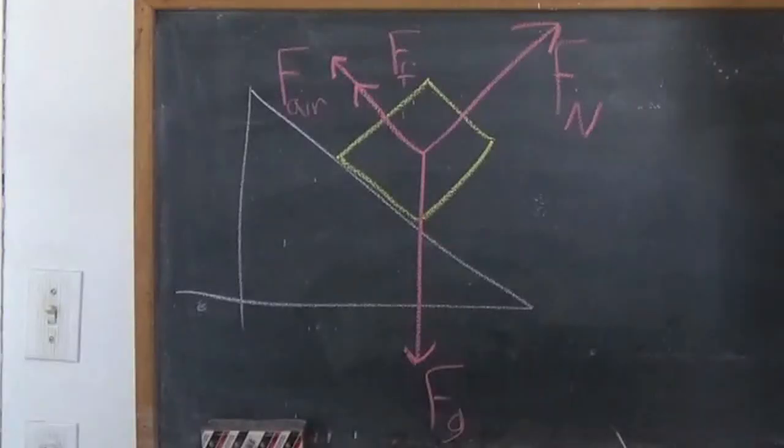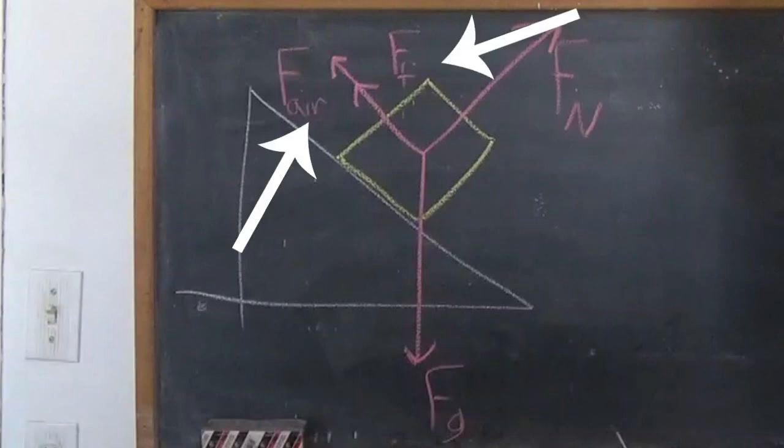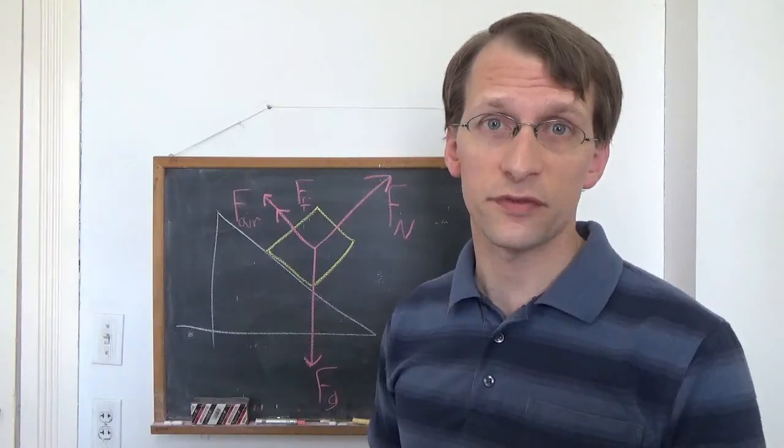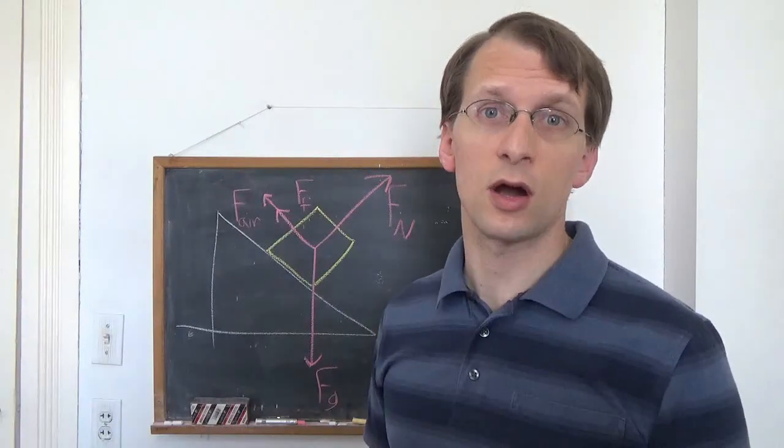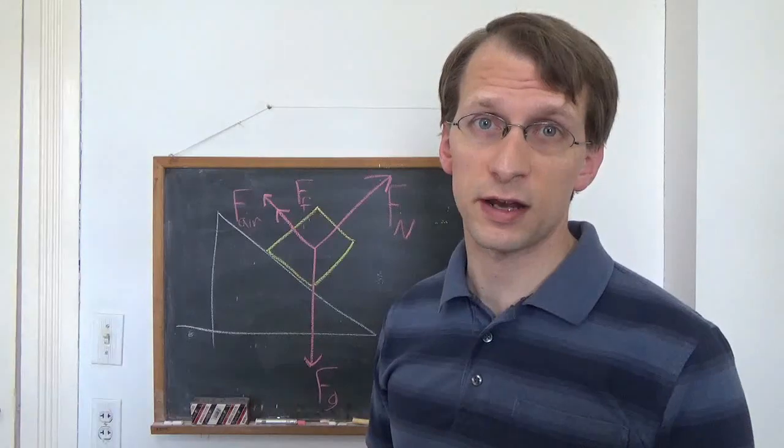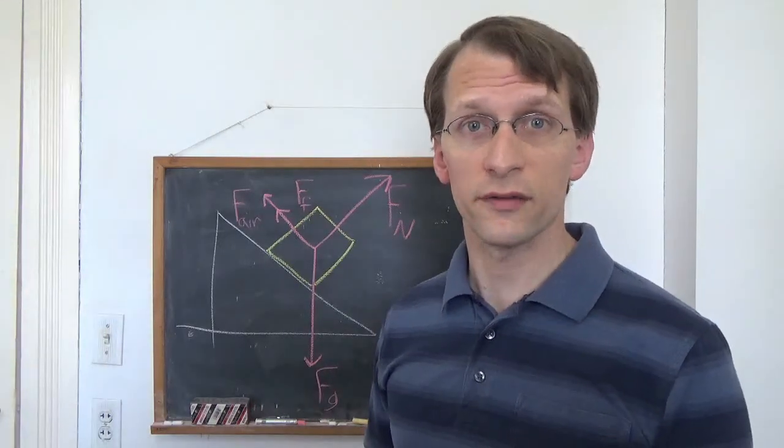So if we're looking at a box on a ramp, we have the force of gravity pulling downward. We have the normal force, which is the force from the ramp pushing perpendicular to the surface of the ramp onto the box. We have the friction that's happening between the ramp and the box, going up the ramp, assuming that the box is sliding down the ramp. And we have the friction force of air. And those friction forces always go in the exact opposite direction of the motion of the box.